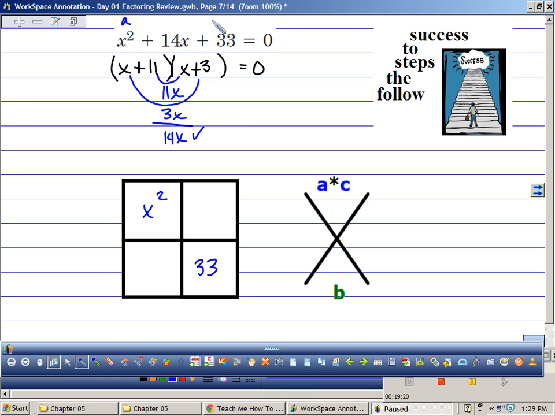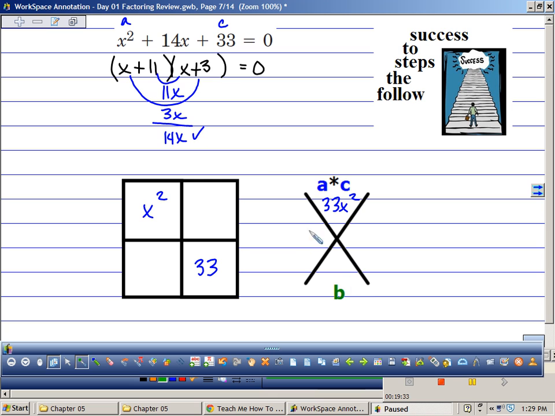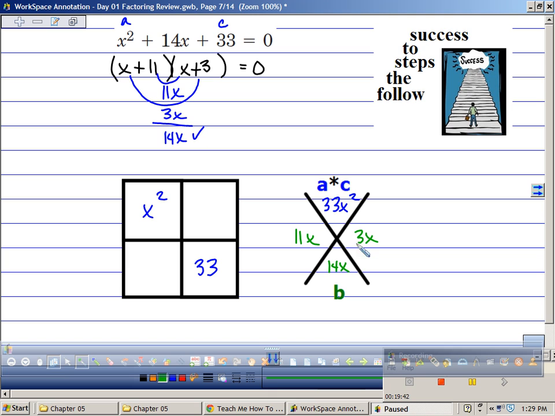So this is what's important to me. You've got to be able to see that A goes here, C goes here. I've got to split up B. So the way I'm going to split up B is I'm going to use this. 33x squared. The B I already have is 14x. So 11x and 3x make 14x. And when I multiply them, I get 33x squared. You see that, Ryan? Yeah.